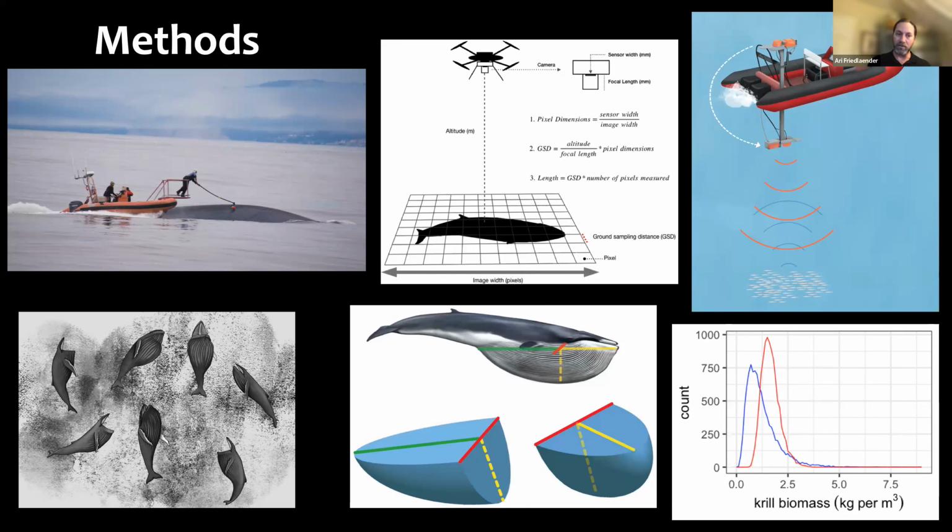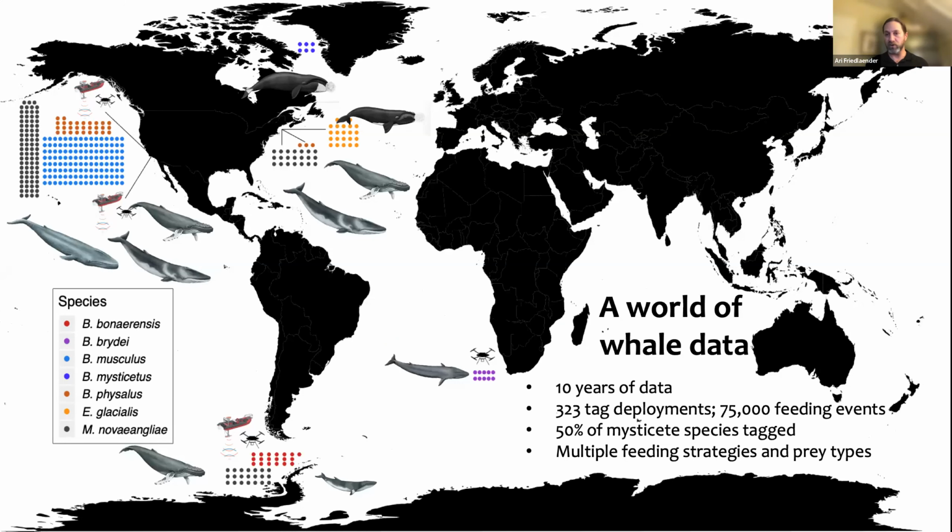Those tags then allow us to animate and understand the motion of these animals in the environment. We can use actual models or stranded animals to help us understand the anatomy of these animals and how much they're able to consume in a given bite. And when we put that all together, we can then better understand how much food these whales eat and how much they need. And that can then tell us a little bit about how these animals fit in with the ocean environment.